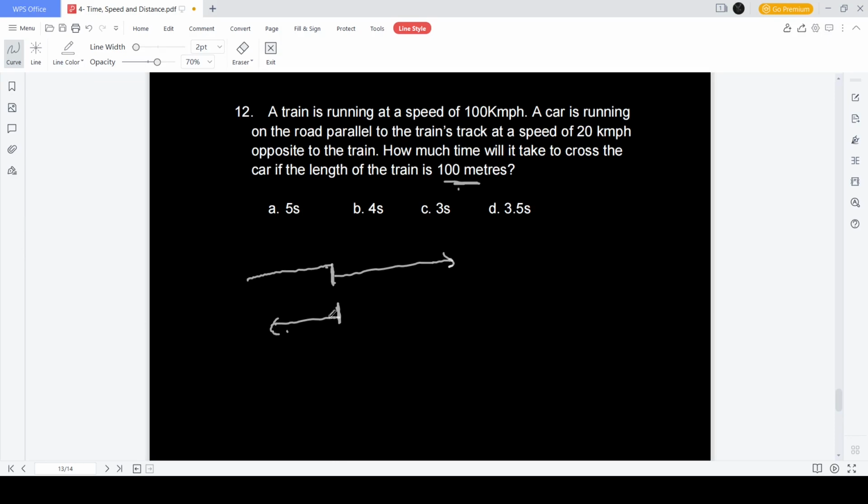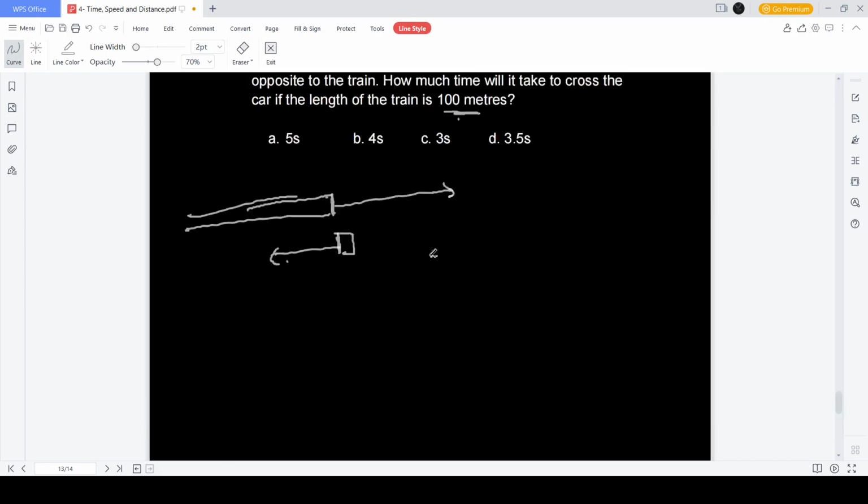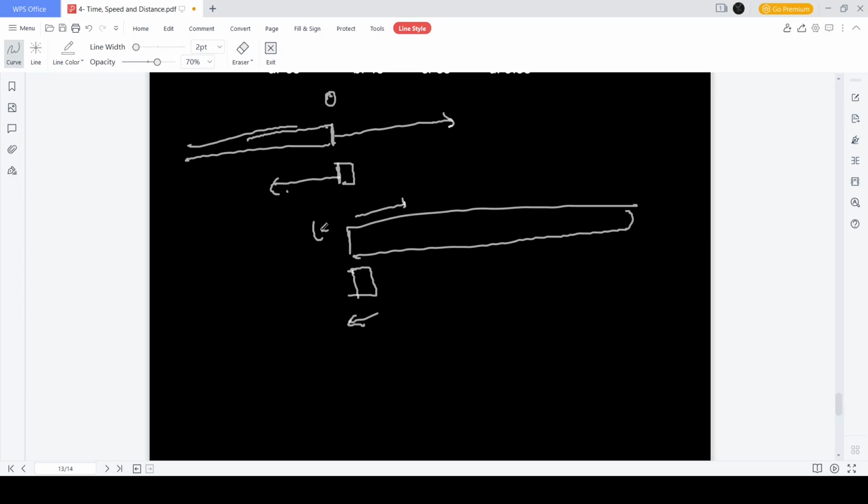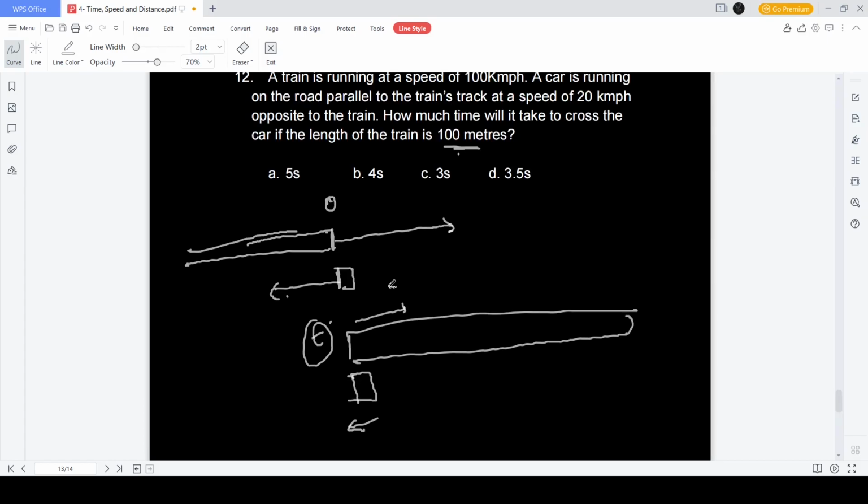So this is the whole train and this is the small car, okay, and this is time 0, and then the time t will be when the tail of the train will pass the head of the car, okay. This will be the time t, okay. We need to find this t.